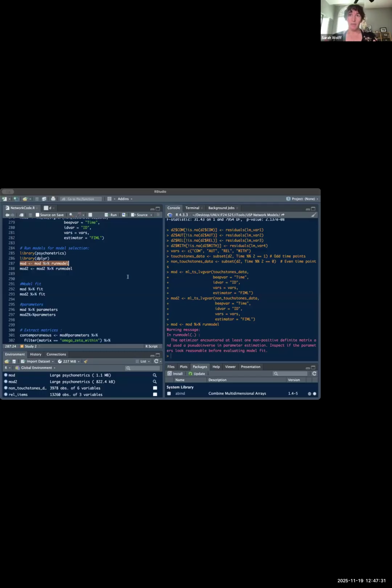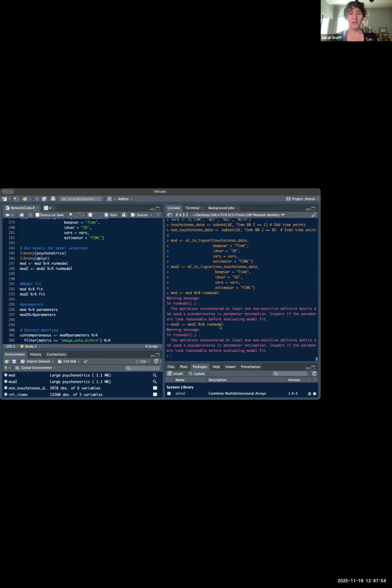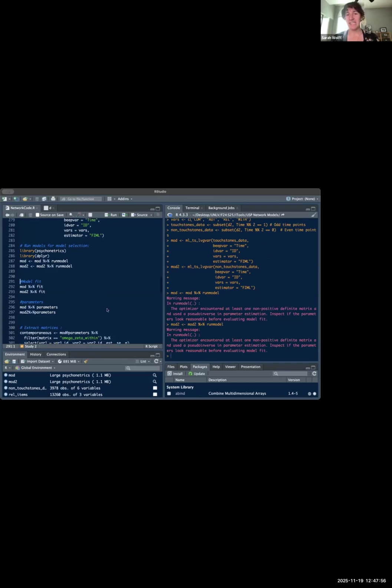So as long as the final parameter estimates make sense, we get the expected signs and reasonable magnitudes and model fit, this warning isn't totally a problem. It's more of a diagnostic note than a sign of model failure. And I've always gotten this warning whenever I run these models. So if this happens to you, don't freak out. This is not a freak out one. So we run model 2, you'll notice, oh, we got the same exact model warning. And again, we've got touchstones is mod and non-touchstones is model 2.